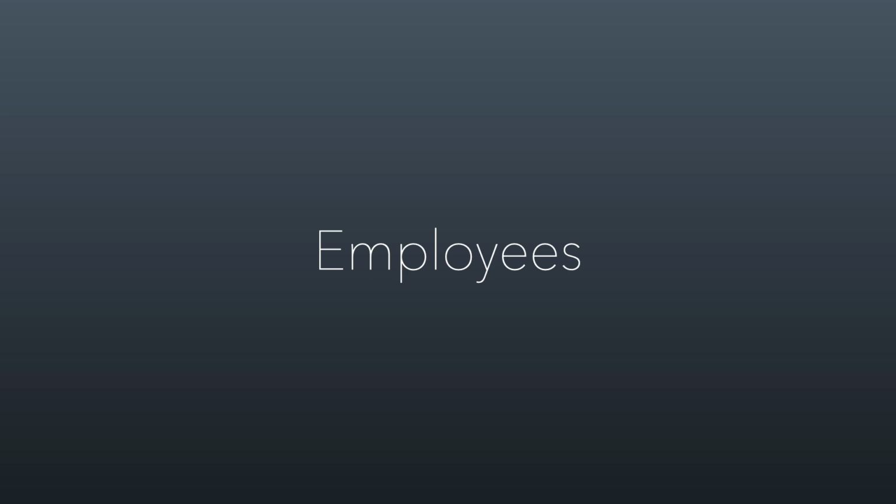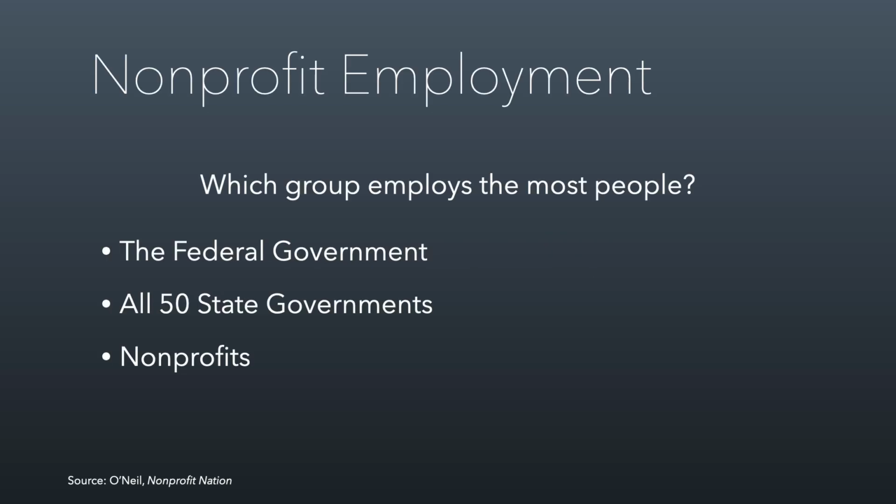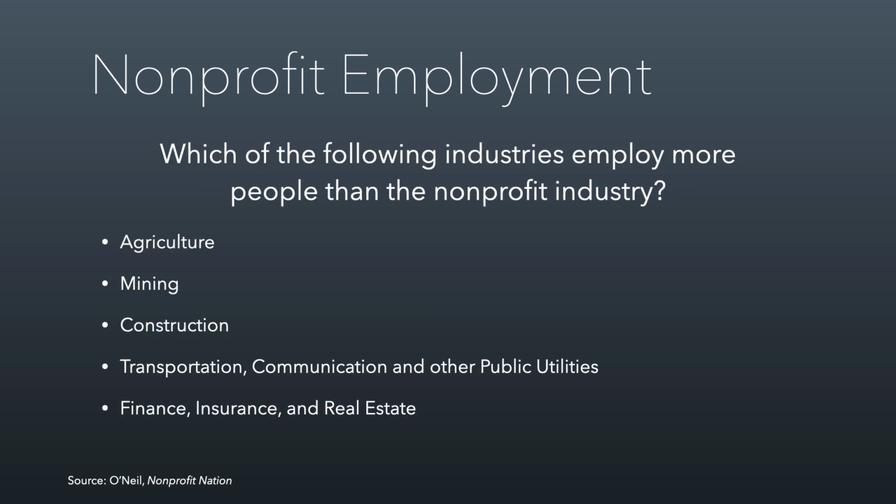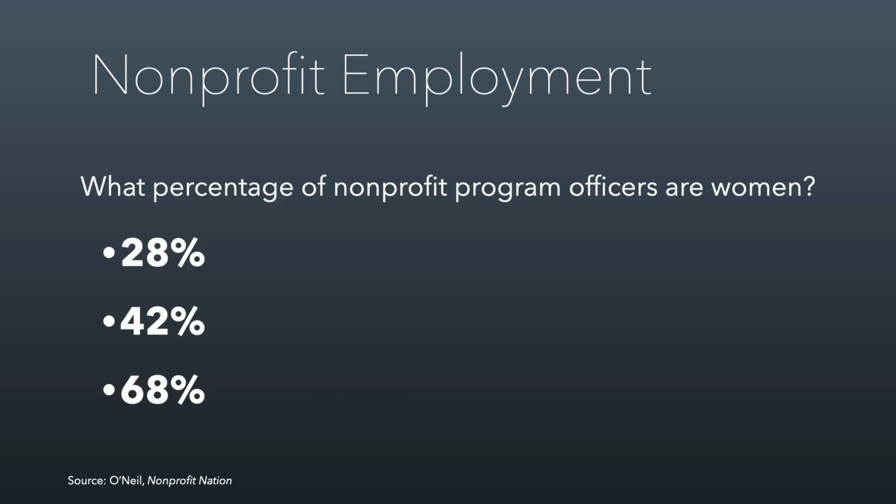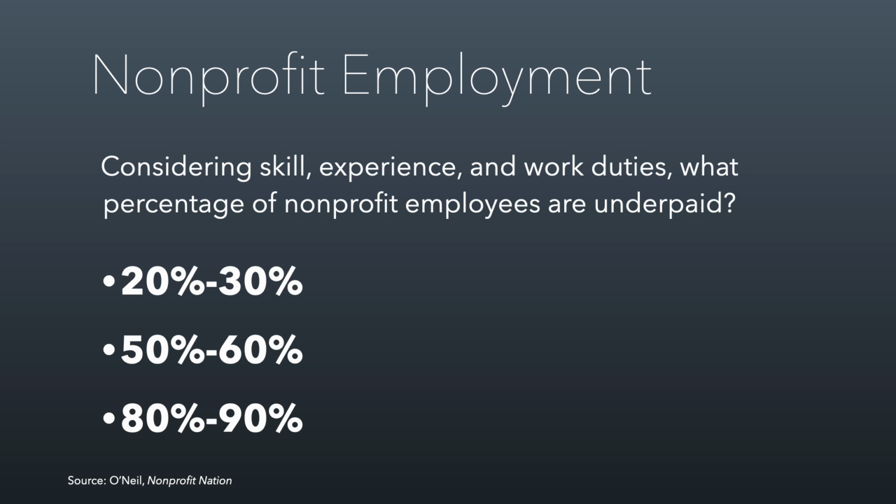All right, so principal agent theory applies to, obviously, employees of a nonprofit. I'm going to do a fun little pop quiz. But actually we're going to do that one in class because it's fun to reveal the answers to that in class. But let me just show you some of what we're going to talk about. Which group employs the most people out of these three? Which of the following industries employs more people than the nonprofit industry? We'll discuss this one in class. What percentage of nonprofit program officers are women versus men? We're going to discuss that in class. And this is my favorite, considering skill, experience, and work duties, what percentage of nonprofit employees are underpaid? We'll discuss that in class as well.